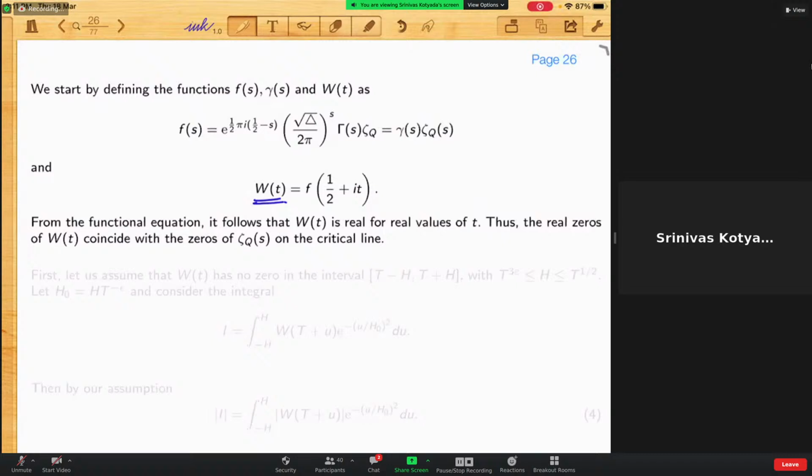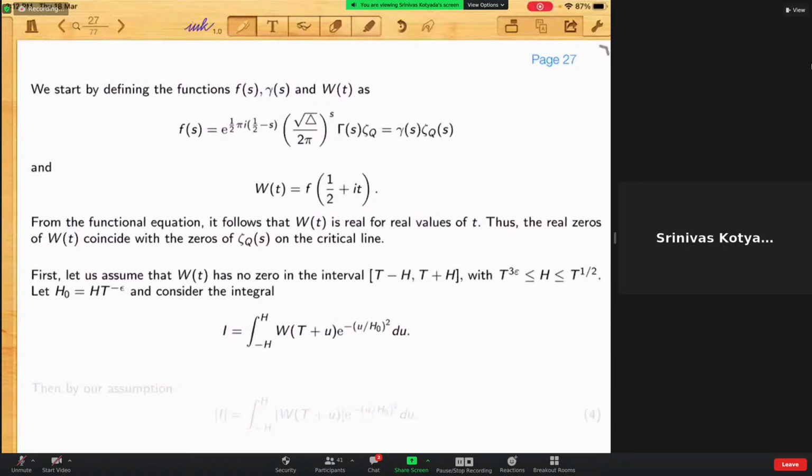Also, if you take the absolute value of W(t), this is the same as the absolute value of zeta of 1/2 plus it. Therefore, the zeros of W(t) come from the zeros of zeta of 1/2 plus it, because the gamma functions will not have zeros. And therefore, in order to show the critical zeros of this zeta function, it's enough to show that W(t) has real zeros for real values of t. So that is the basic point.